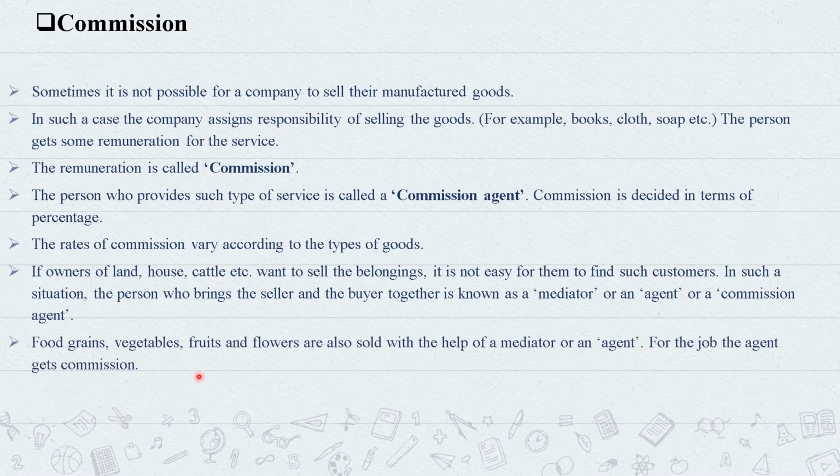Food grains, vegetables, fruits and flowers are also sold with the help of a mediator or an agent. For the job, the agent gets commission. That means he gets some money for it. The commission is received from the seller or the buyer or from both.